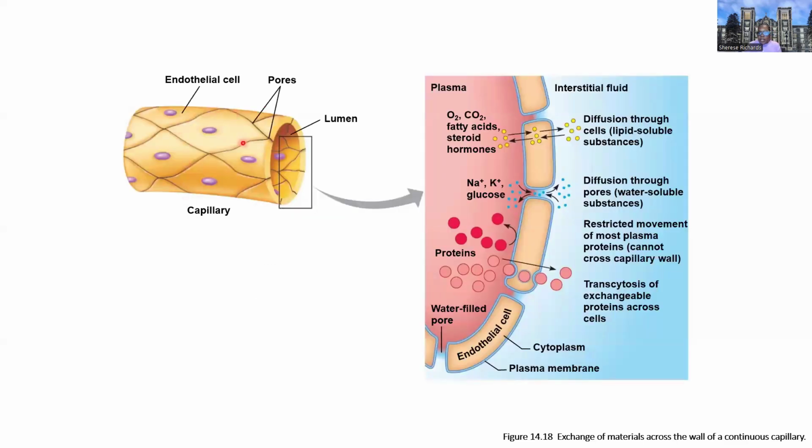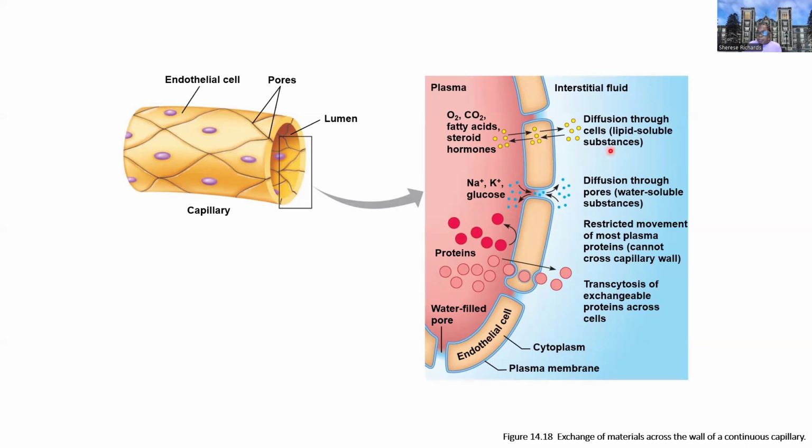So reminding ourselves here, this is a continuous capillary. These are the pores in between the endothelial cells. This is the lumen. These are the cells stacked against each other. And then looking at a cross section of this, we can see the different types of exchange, different types of movement that's happening. So here's the plasma. Here's the interstitial fluid or tissue fluid, both subcompartments of the ECF.